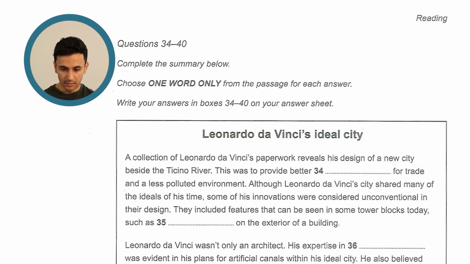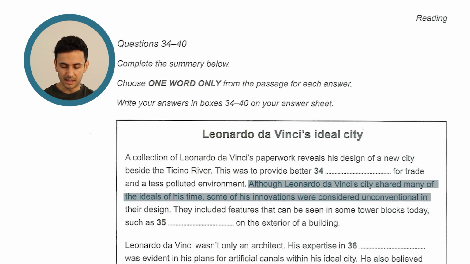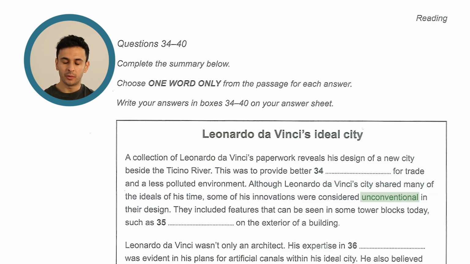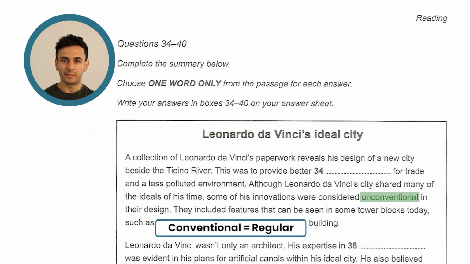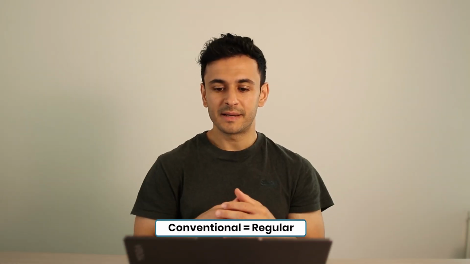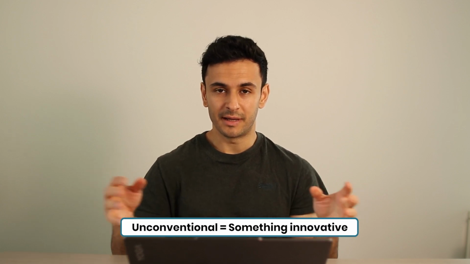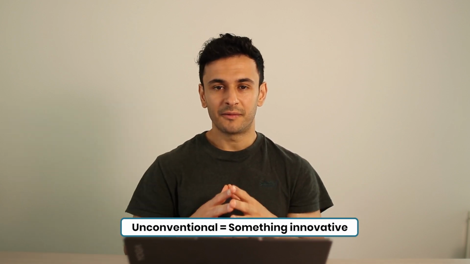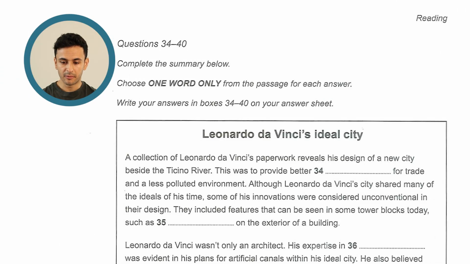So if I continue, although Leonardo da Vinci's city shared many of the ideals of his time, some of his innovations were considered unconventional in their design. Unconventional means that it doesn't follow. If I say something is unconventional, conventional is more like regular. If I say unconventional, it means it's different. It's something innovative. If I say this building is conventional, it means it's regular, something that we're all familiar with. So actually, as I was reading, I remember seeing the word unconventional.